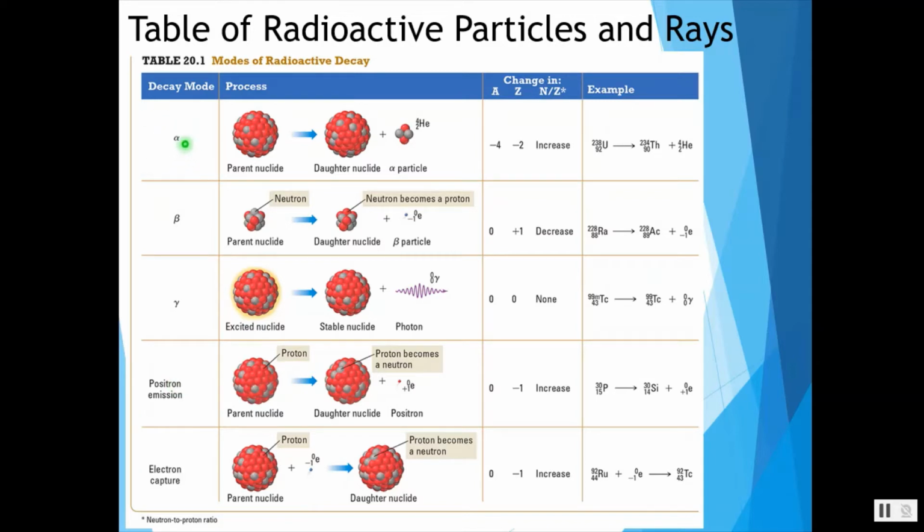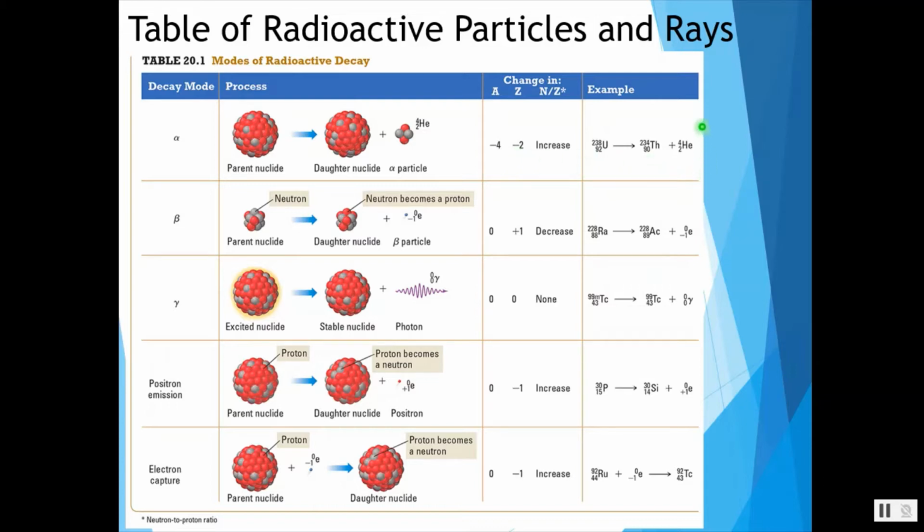An alpha particle is a lot like the helium atom. It contains 2 protons and 2 neutrons. So what we observe when a parent nuclide undergoes alpha decay is a change in the mass. It's going to drop by 4, and we're going to lose 2 protons.